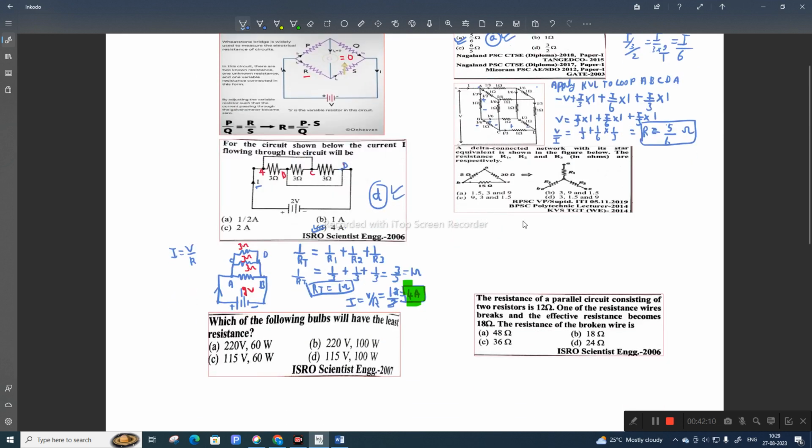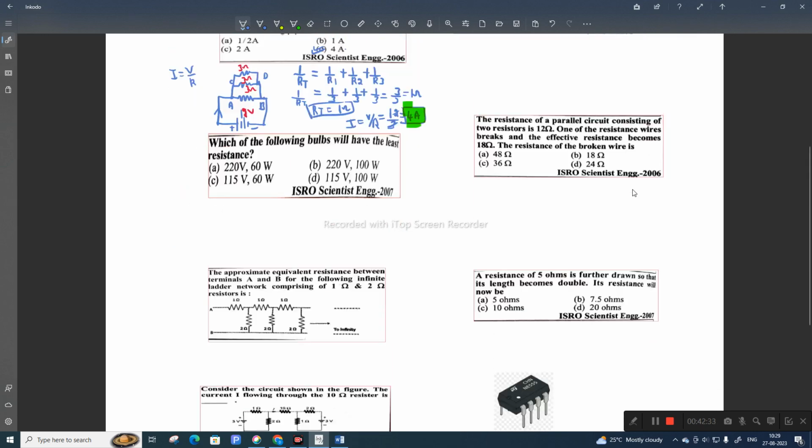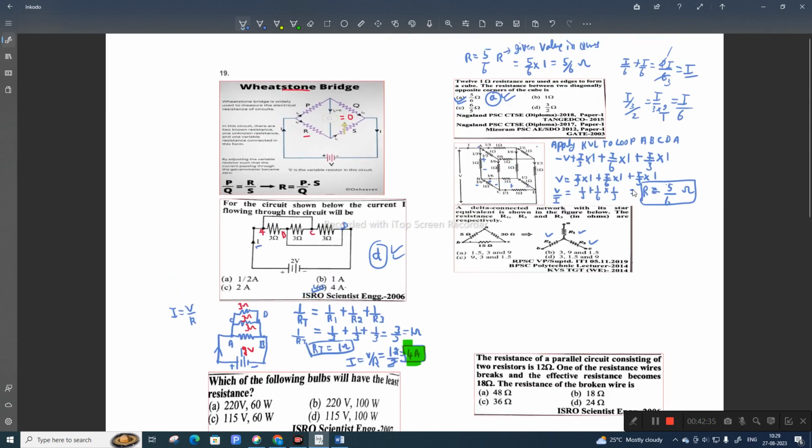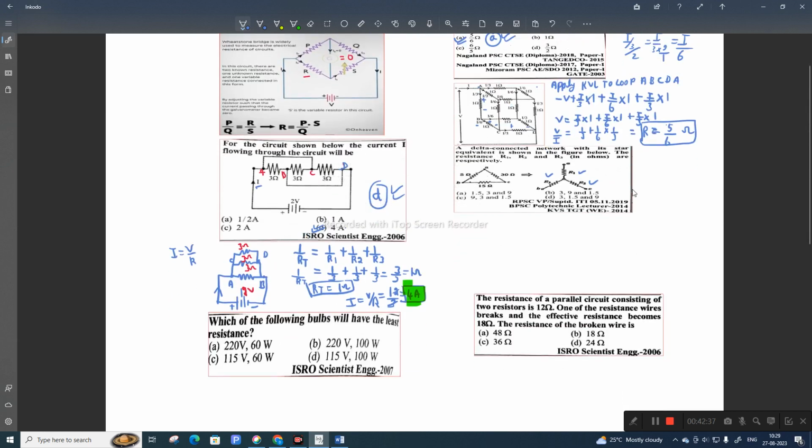Next, moving ahead to the delta connection network, whose star equivalent is shown in the figure. The resistances R1, R2 and R3 are given below respectively. So this is the resistance we have to find in the star network.